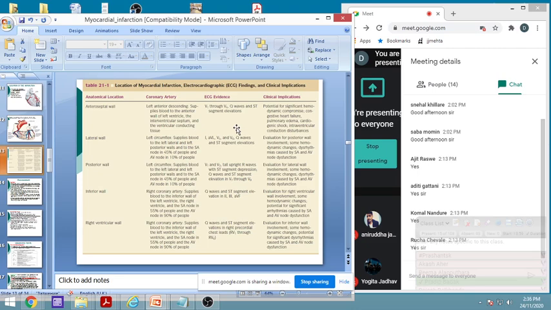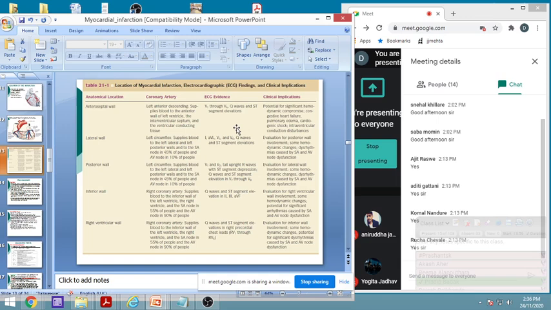Now you can see that wherever these are common, for example inferior wall and right ventricular, they have common pathways. So when the inferior wall is involved, we try to check right ventricular wall involvement also. Wherever there is right ventricular wall involvement, we check for evaluation of the inferior wall.